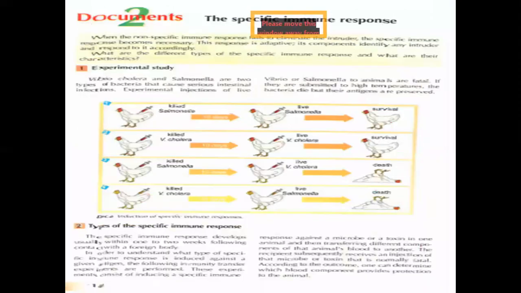Types of specific immune response. Okay? The specific immune response develops usually within 1 to 2 weeks following the contact with the foreign body. In order to understand what type of specific immune response is induced against a given antigen, the following immunity transfer experiments are performed. These experiments consist of inducing a specific immune response against a microbe or a toxin.